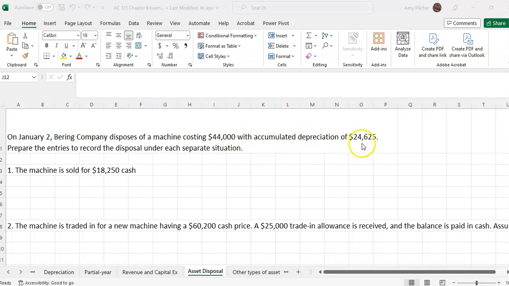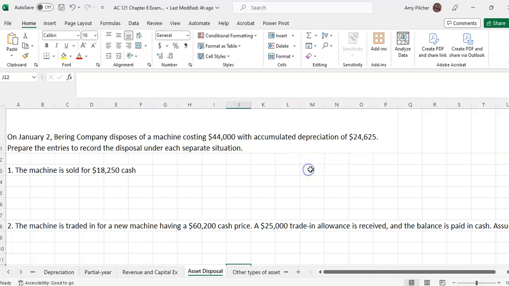It currently had accumulated depreciation of $24,625. And in our first example, we sold it for $18,250 cash. The very first thing that we have to do is get the book value of that truck.